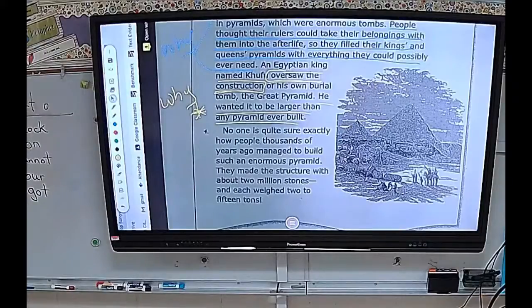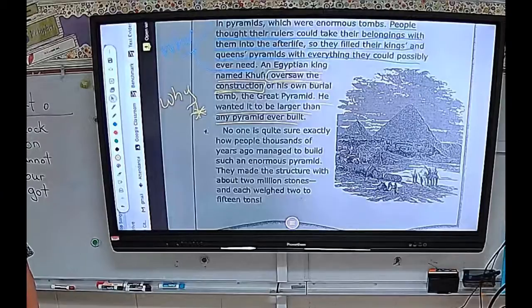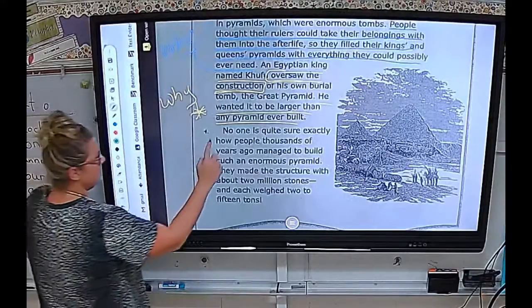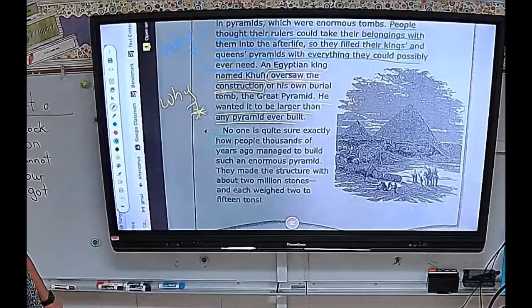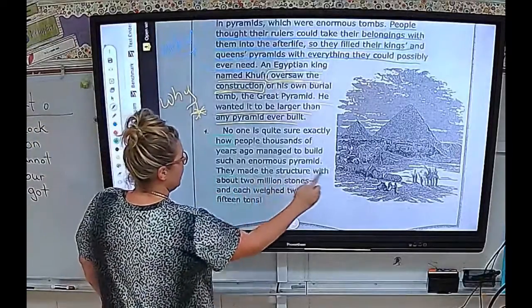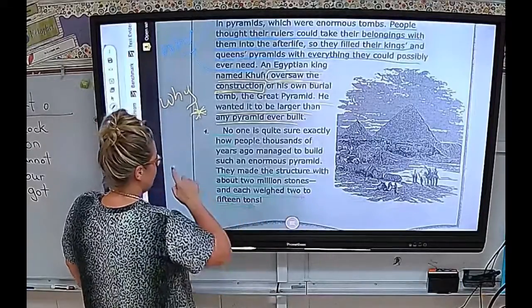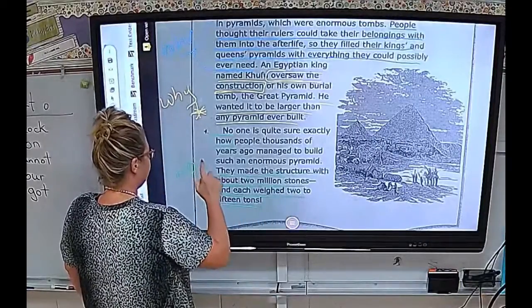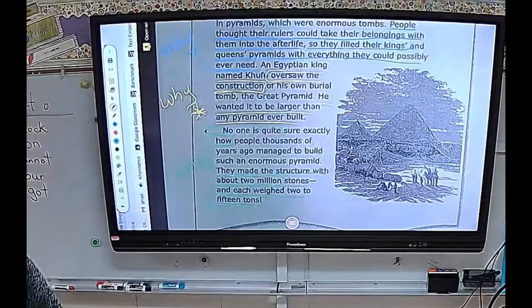Okay. We don't really know how. Oh, wait. Wasn't that in my prompt? Wasn't I supposed to be working on how they built the pyramid? Okay. Ding, ding, ding. No one is really sure how they did it, but here's what we know. They made it with about 2 million stones. So I'm going to put how, and that is a possible paragraph that I could pull a sentence or a phrase from for text evidence.